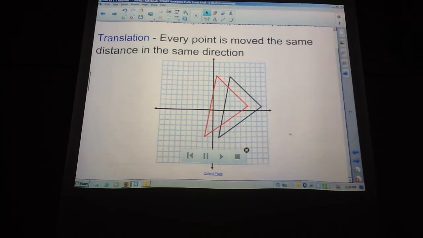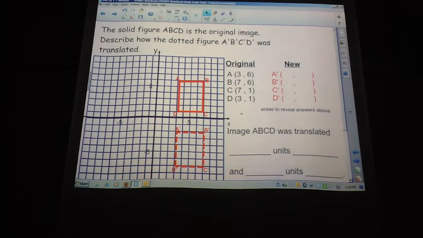So as you can see, it goes from the black to the red, and it's just sliding it to a new location. No size change, no turn of point A, to A prime. It's just a slide.